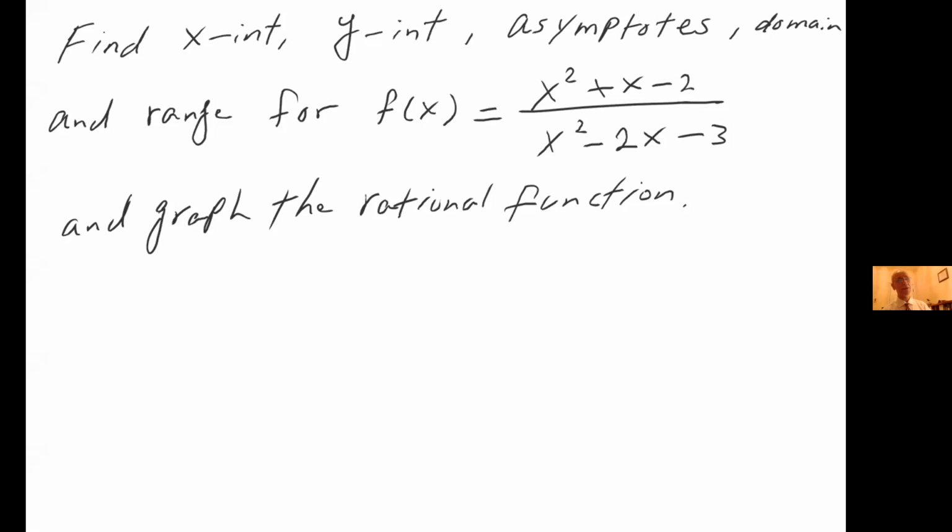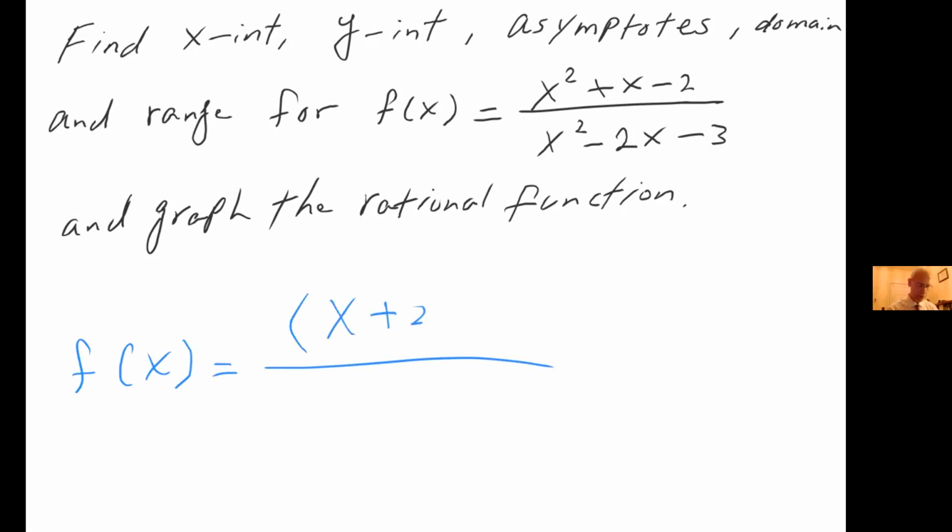Once again, the first question I ask myself is, is f of x in its most reduced form? In other words, do I have a factor in the numerator that would cancel a factor in the denominator? Well, let's factor the top and bottom. So f of x equals, the numerator factors into (x plus 2)(x minus 1), and the denominator factors into (x minus 3)(x plus 1).